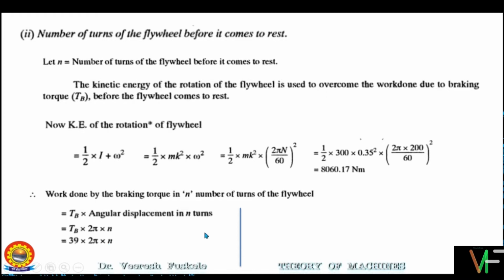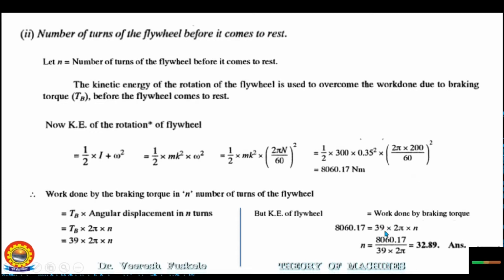Now, as we have discussed earlier, the kinetic energy of rotation will be equal to the work done by the braking torque. So equating these two, we have 8060.17 is equal to 39 into 2 pi N. This will give us N as 32.89. Therefore, the number of turns of flywheel before it comes to rest is 32.89.